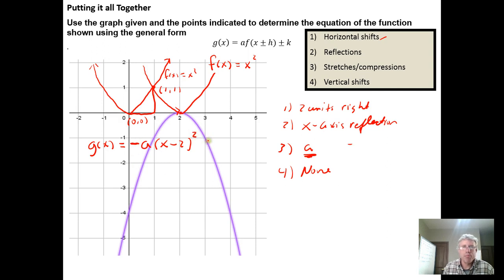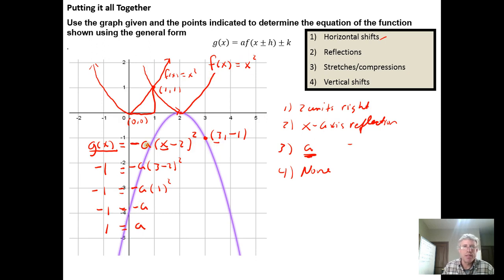And then we could solve for a by grabbing any lattice point we want that's on the final function. So this is a 3 and negative 1. Put that information in. So g of x represents the outputs. Replace g of x with negative 1. This will equal negative a times, replace x with 3 and put the 3 minus 2, and this is squared. We get negative 1 equals the opposite of a times 1 squared, which is just negative 1 equals the opposite of a. Multiply both sides by negative 1, we get that the stretch is 1.